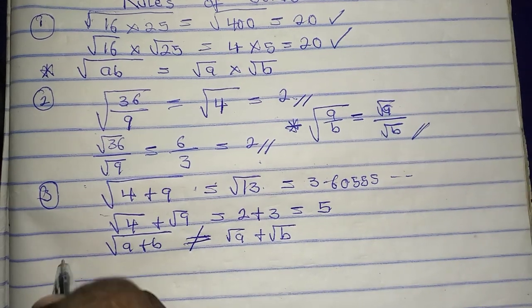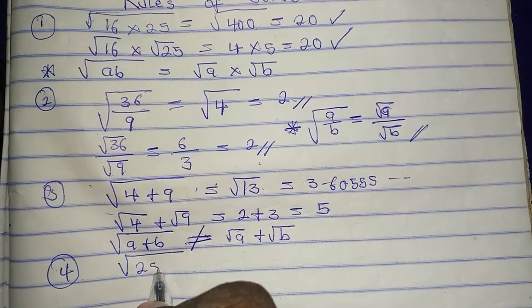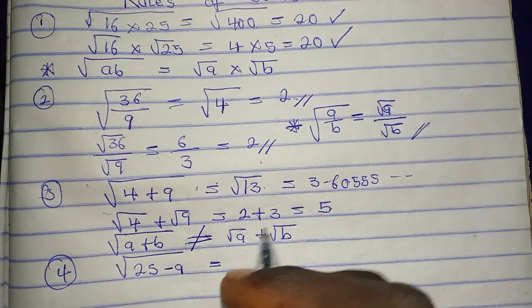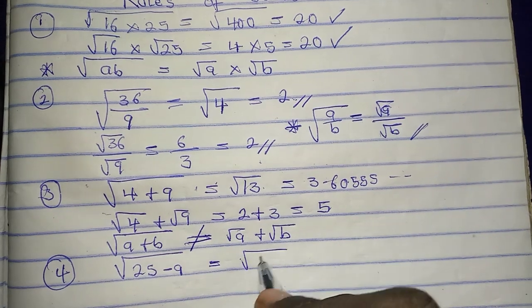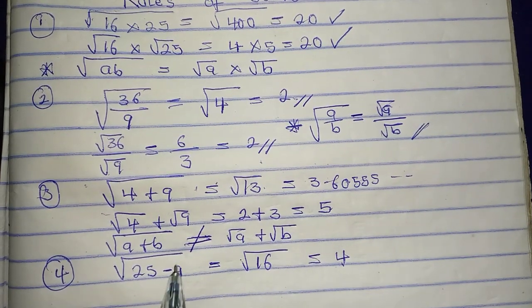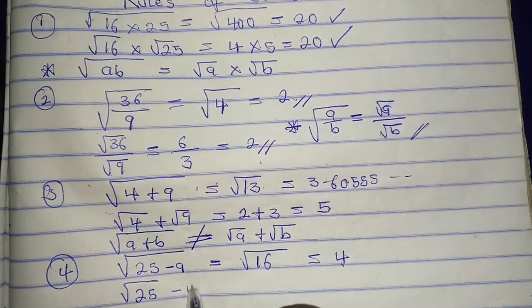Let's move to another rule. We have root of 25 minus 9. If you subtract it, we have 16. Root of 16 is 4. Okay, let's split it again. We have root 25 minus root 9.